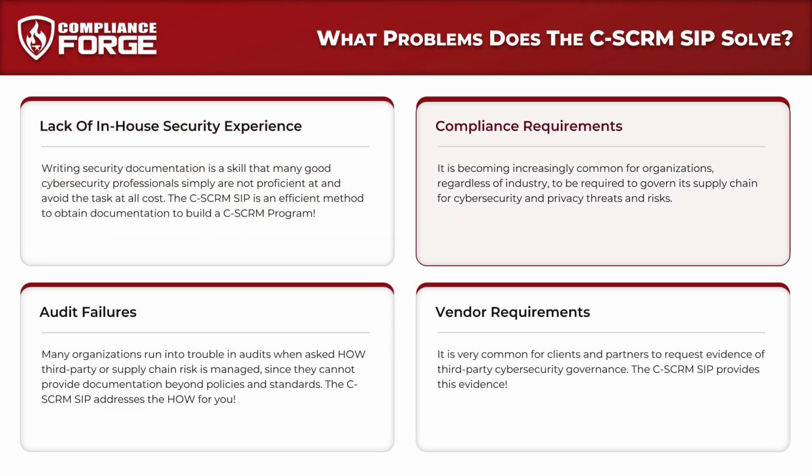The second is compliance requirements. It is becoming increasingly common for organizations, regardless of industry, to be required to govern their supply chain for cybersecurity and privacy threats and risks. The third is audit failures. Many organizations run into trouble in audits when asked how third-party or supply chain risk is managed, since they cannot provide documentation beyond policies and standards. The C-SCRM SIP addresses the how for you. And the fourth is vendor requirements. It is very common for clients and partners to request evidence of third-party cybersecurity governance. The C-SCRM SIP provides this evidence.